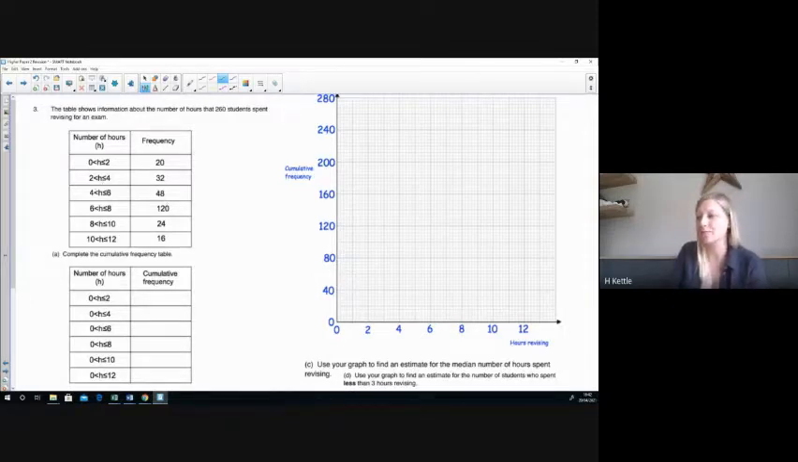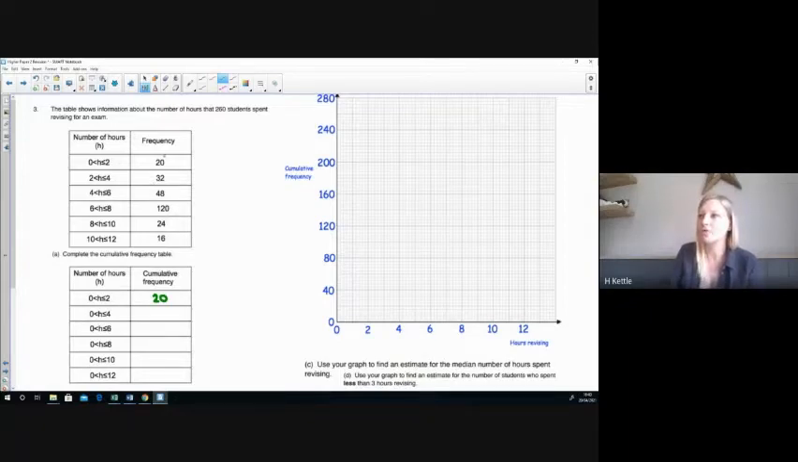For the cumulative frequency part, down here at the bottom, we've got 0 to 2, that's the same as we had here. So for that box, we can put 20. We know there are 20 children that spent between 0 and 2 hours revising. But when we go down to the second one, it's 0 to 4. So when we're trying to fill out the table for 0 to 4, we need to think about all the people that were in the 0 to 2 category and the people that were in the 2 to 4 category.